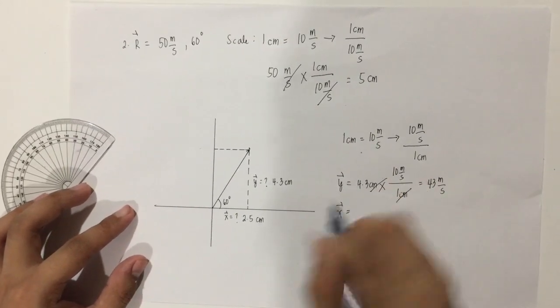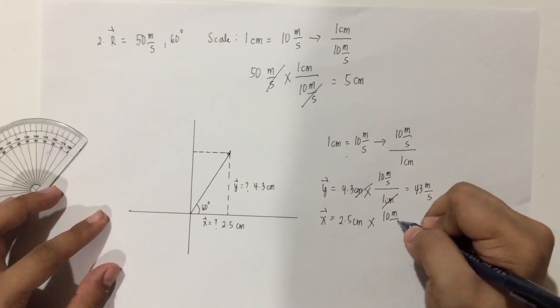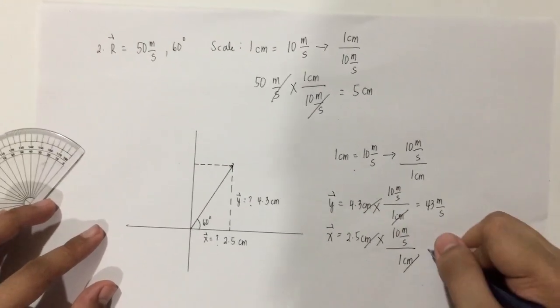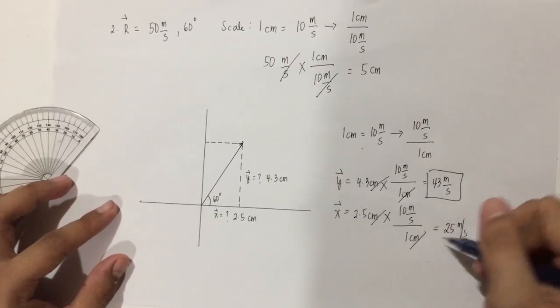Now for the X side of that parallelogram method, 2.5 centimeters multiplied to 10 meter per seconds over 1 centimeter. Cancel similar units. Okay, so what we have there after we do the operation, 25 meter per second. So those are our answers. Now for the different methods under graphical method, your polygon and the parallelogram methods, the only thing that you have to remember there is we really need to follow a strict scale in order for us to properly measure the magnitude and the direction, making it a graphical method.